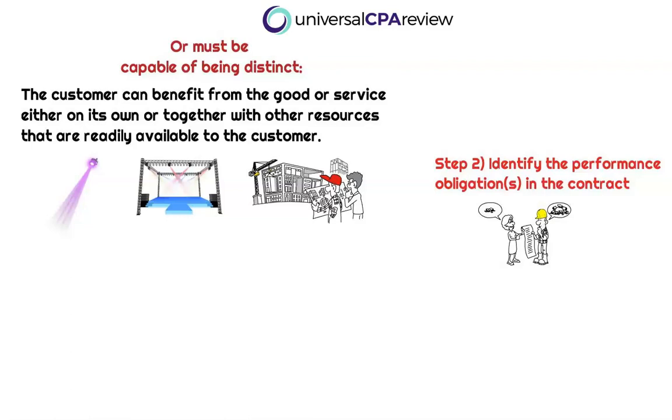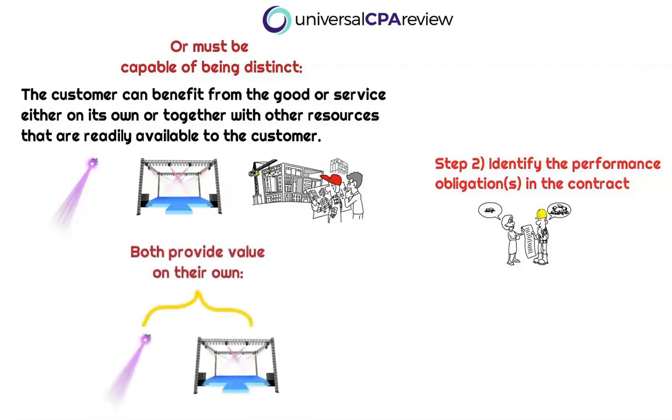Okay, so let's translate. Basically, we're saying here that this is distinct if the good or service that is being provided or sold can provide benefit to the buyer on its own. Right, so if the city was purchasing just the lighting or just the staging, those both provide value on their very own. Right? Could you make the argument that technically the lighting couldn't be used without the stage? Are they interrelated? Sure, but that's why we call it capable of being distinct.